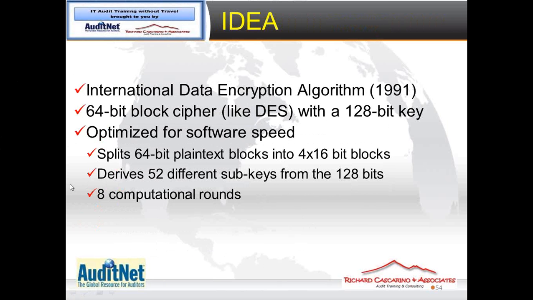Okay. Now, you can see there, that's a slow process. I've got to split it up. I've got to derive the subkeys. I've got to encrypt it 8 times before I come up with an encrypted message. And to decrypt it, I've got to do all of that backwards. So it was optimized to run as fast as it could go.